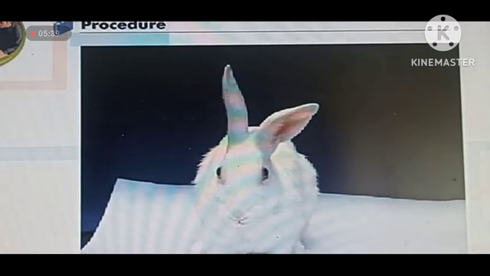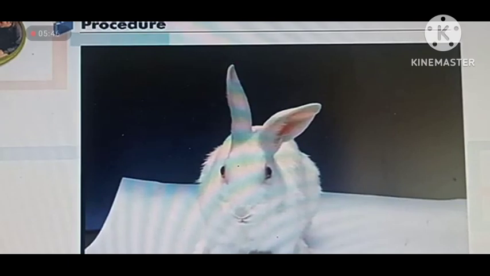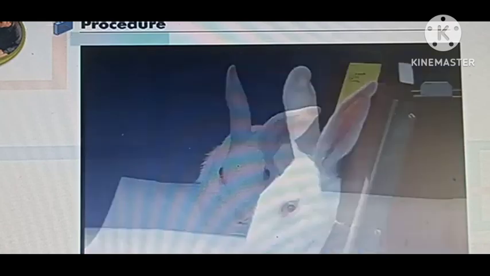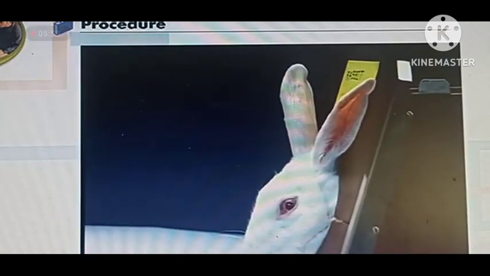The procedure to study the effect of mydriatics and myotics on rabbit's eye. To study effect of mydriatic and myotic on rabbit's eye, select an adult and healthy rabbit of either sex. Place it in a rabbit holder properly. Cut the eyelashes and whiskers of the eye of the rabbit with a sharp scissor.